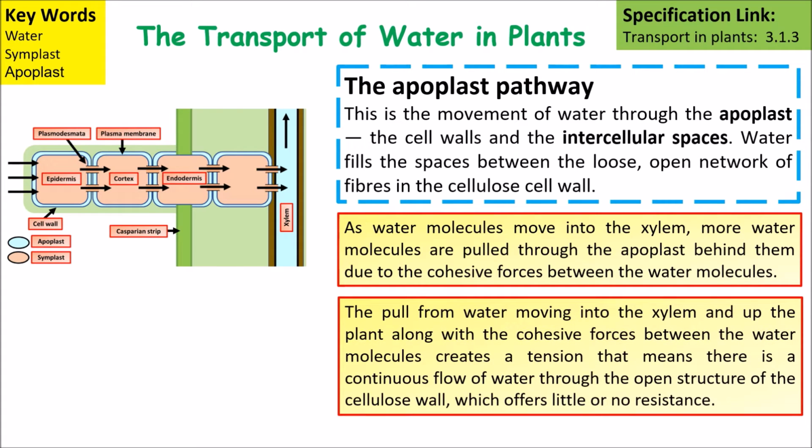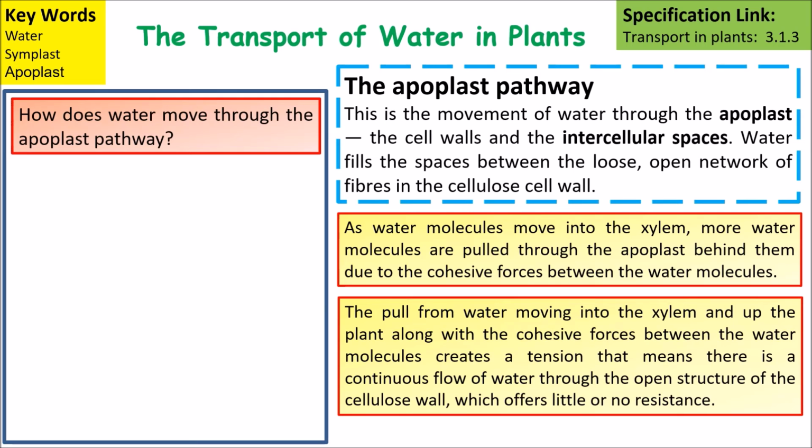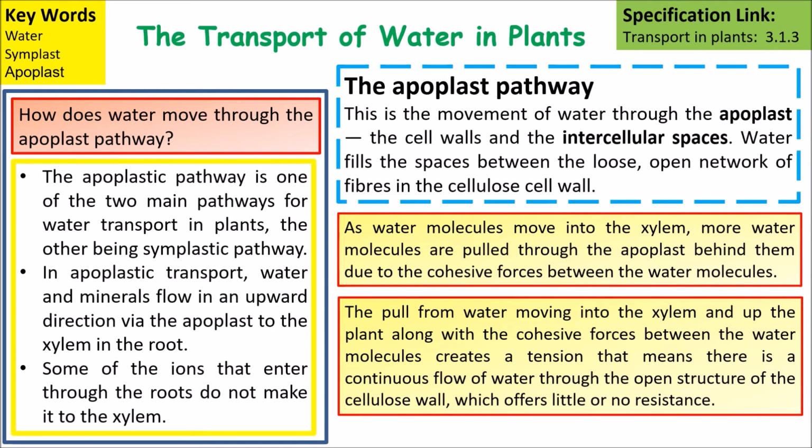The pull from the water moving into the xylem and up the plant along the cohesive forces between the water molecules creates a tension that means there is a continuous flow of water through the open structure of the cellulose walls, which offers little or no resistance. So we're looking at how water moves through the apoplast pathway.